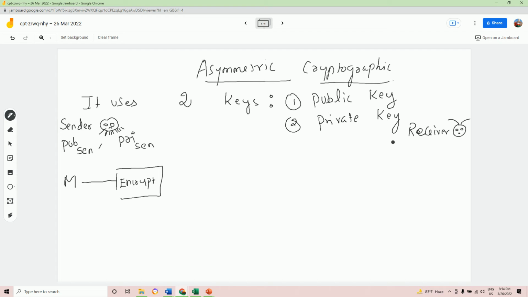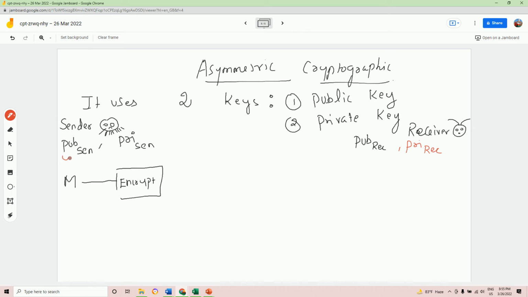Similarly, the receiver would also have two keys. One is the public key of the receiver and the other is the private key of the receiver. So the sender has two keys, public key of sender and private key of sender, and the receiver has two keys, public key of receiver and private key of receiver.